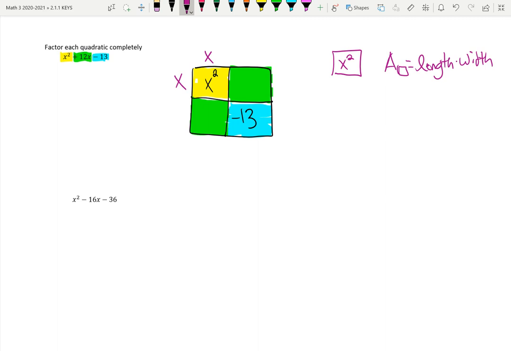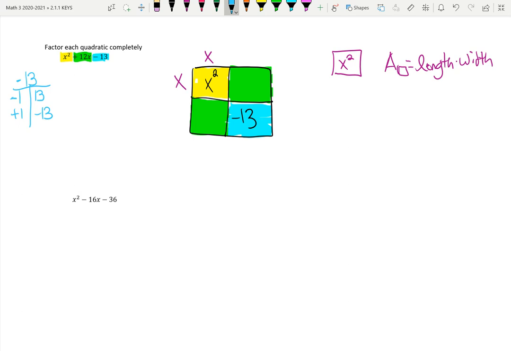I'm going to do a similar thing, but I'm going to keep in mind the factors of 13. Factors of 13 are 1 and 13. But it's actually a negative 13, so I have to have one of them be negative and one of them be positive. 13 is prime, so those are the only possibilities.